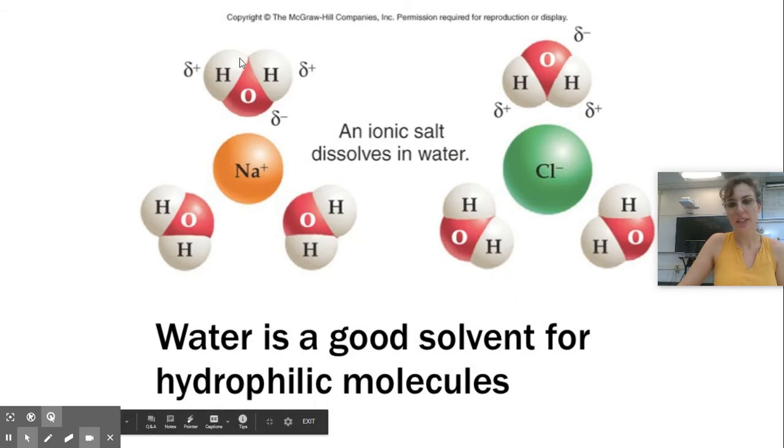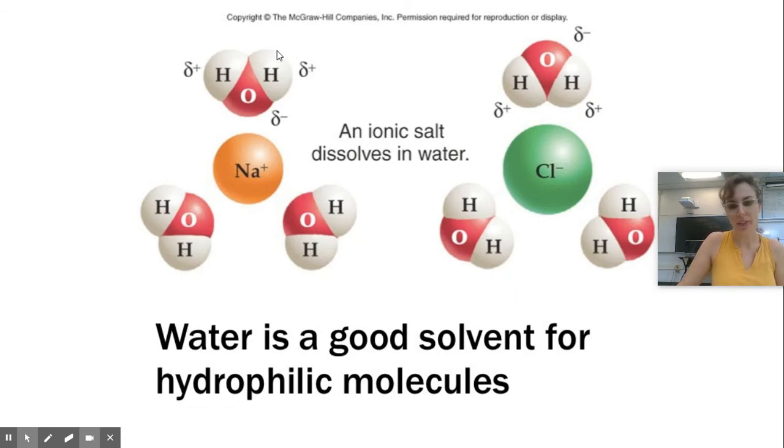Okay, so here is an example of water as a solvent for hydrophilic molecules, okay? So if you take a look at it, you can see that the water molecules are behaving differently around these ions. So let's see if you see it before I break it down.